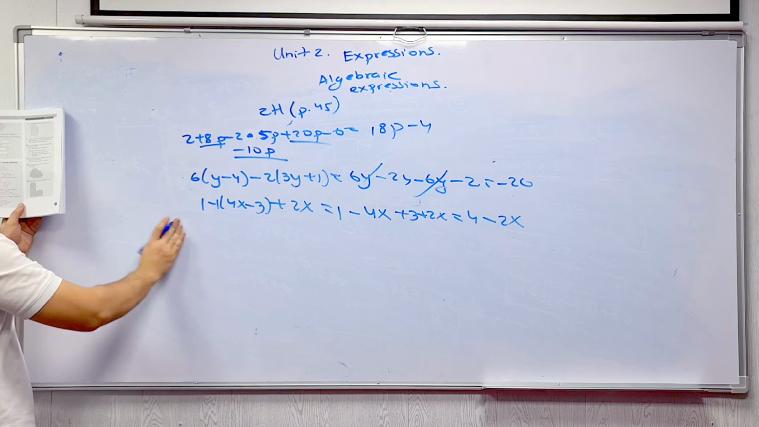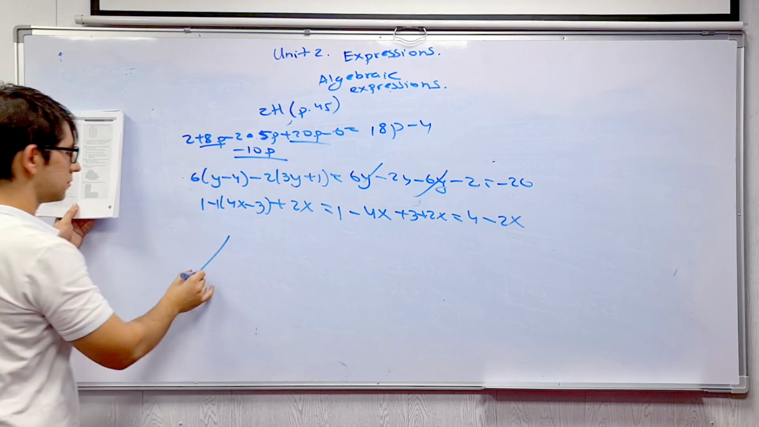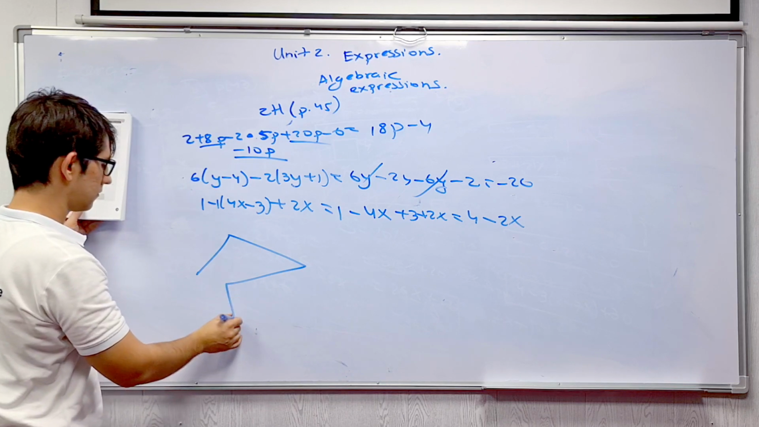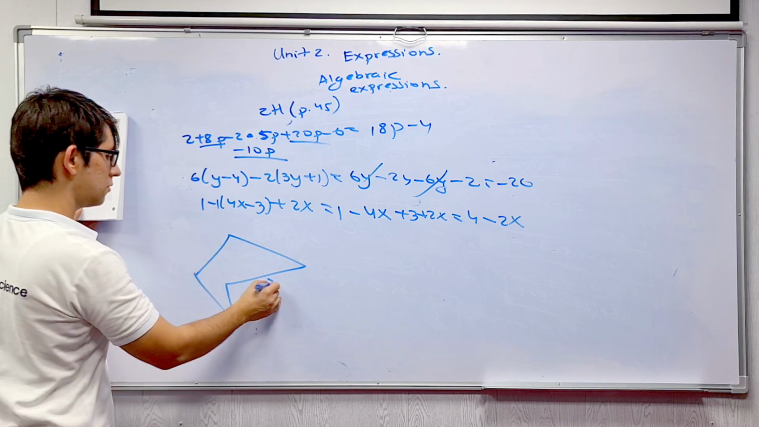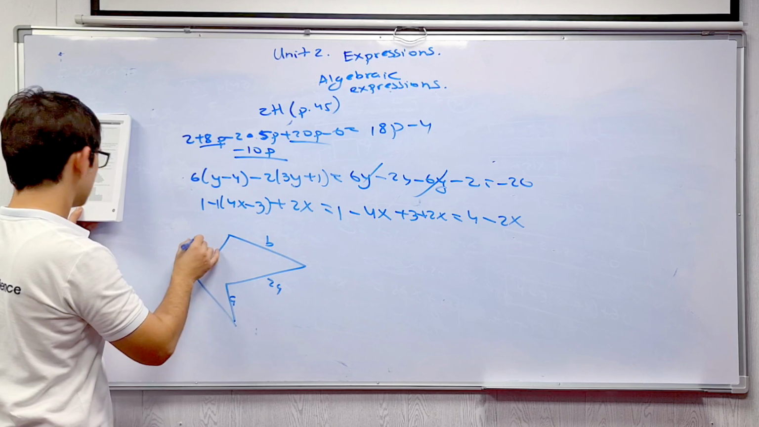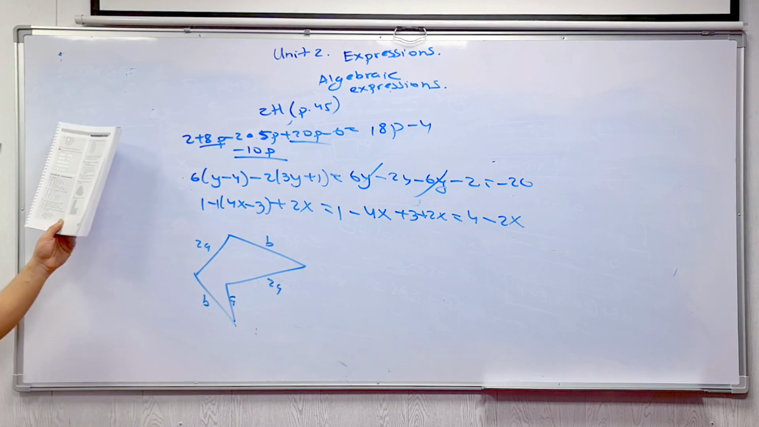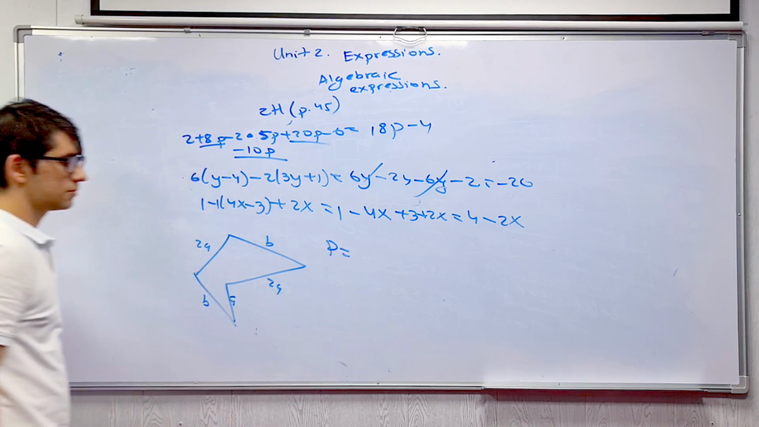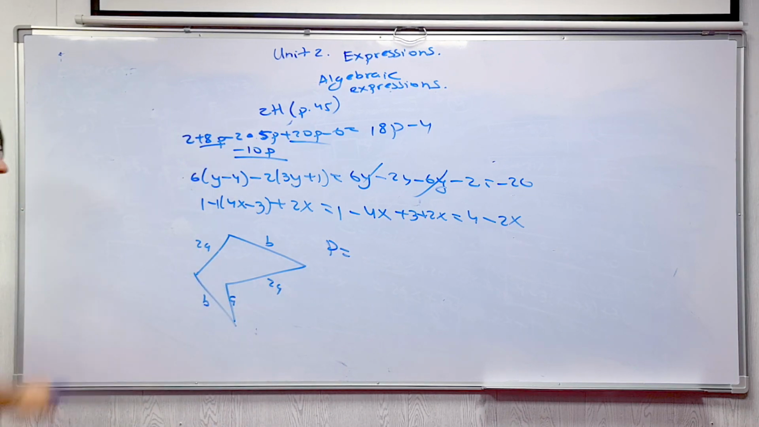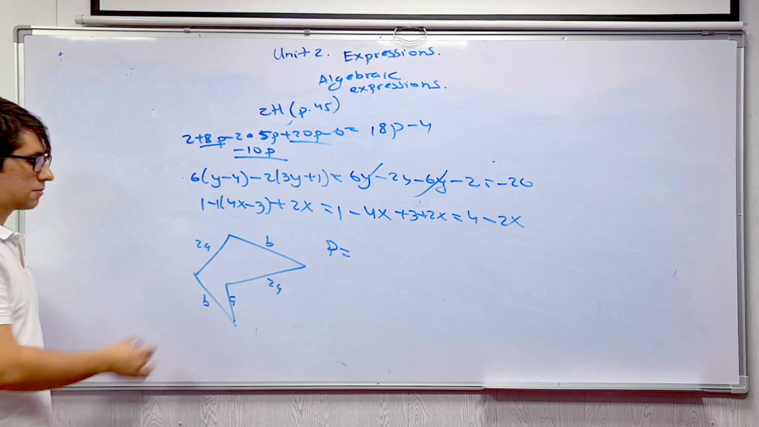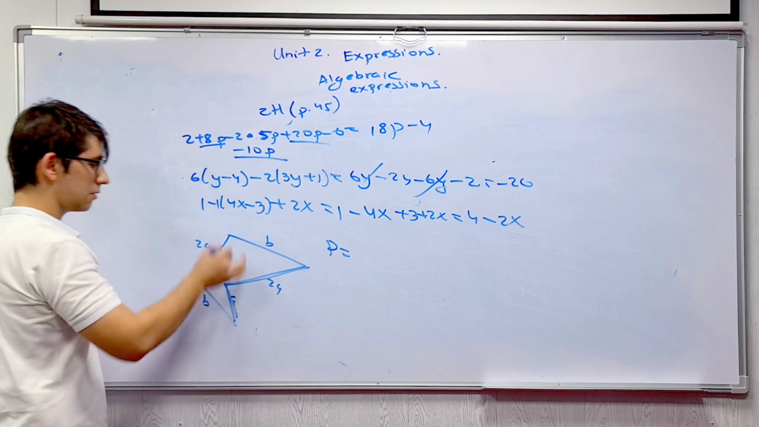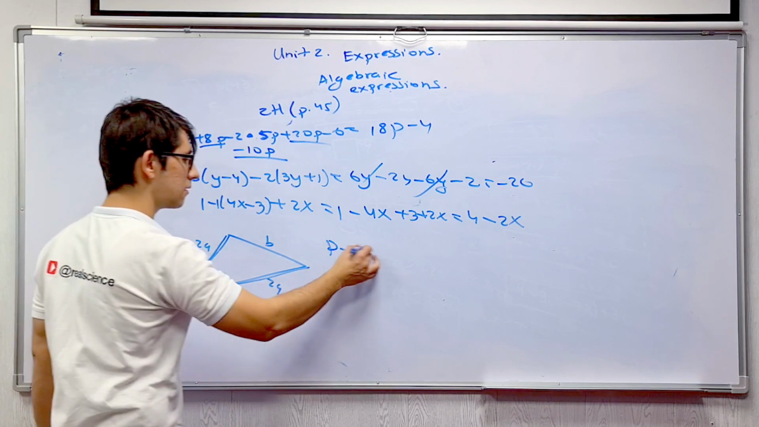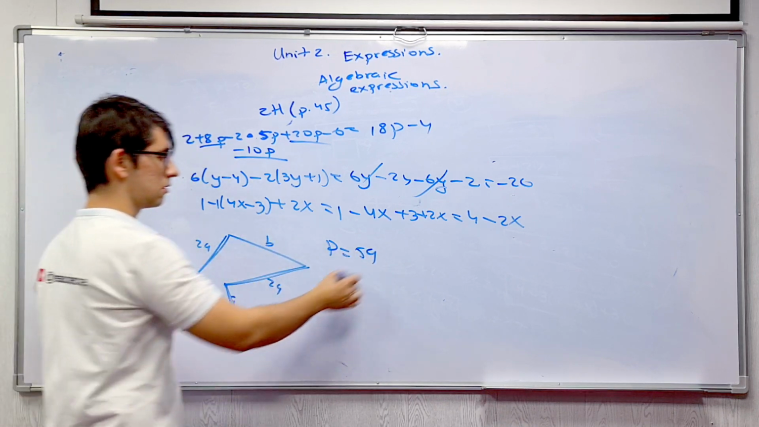Exercise 4 then, A part. So we have this kind of shape: 2a, a, b, 2a, b. Write an expression for the perimeter of this shape. How to find perimeter? You add all of the sides, right? 2a plus a plus 2a will be 5a, right? b plus 2b.